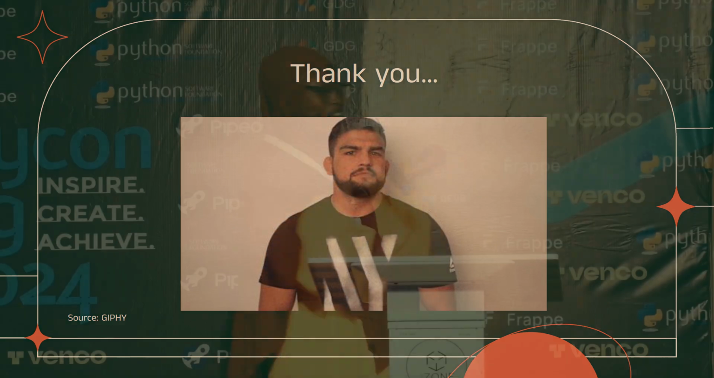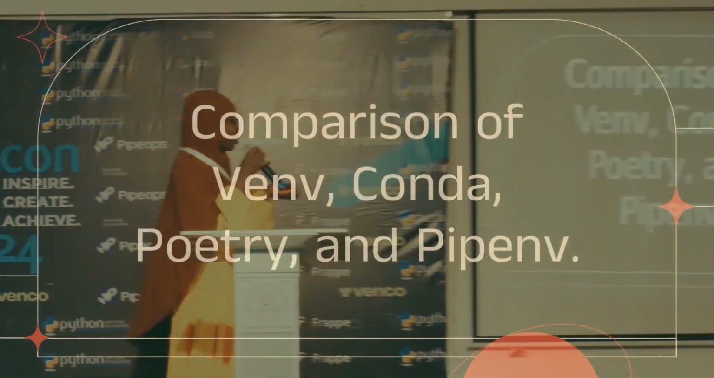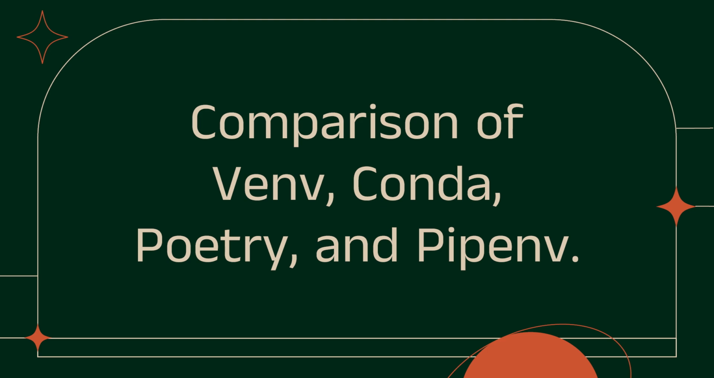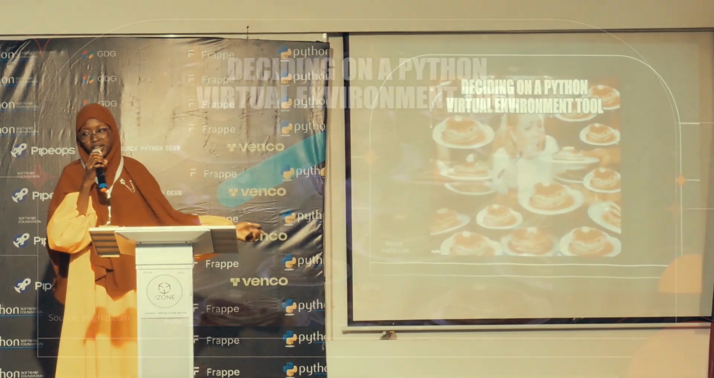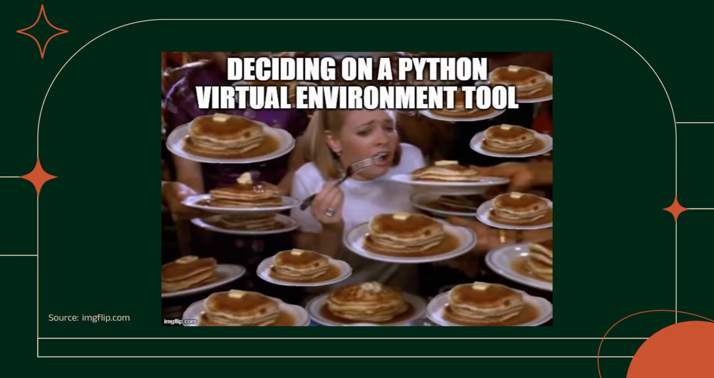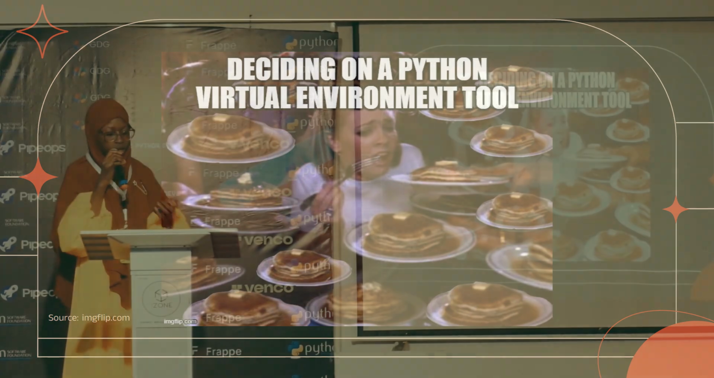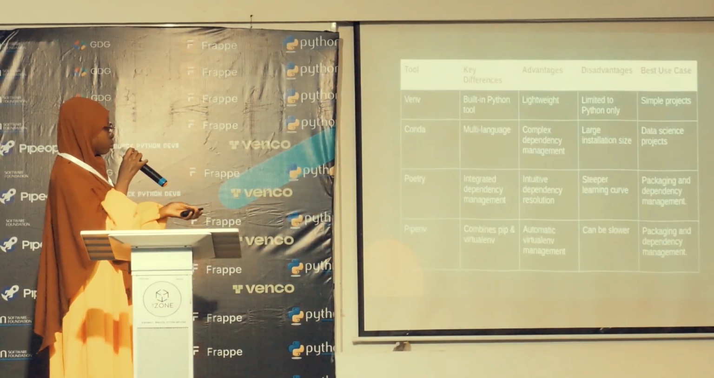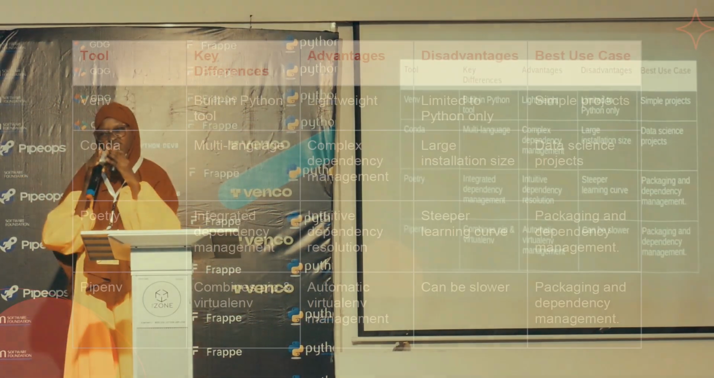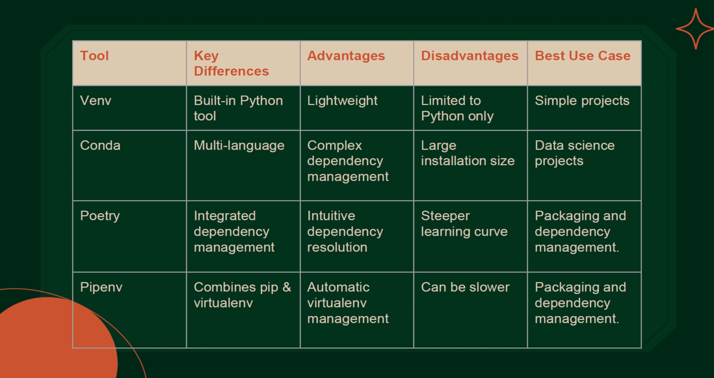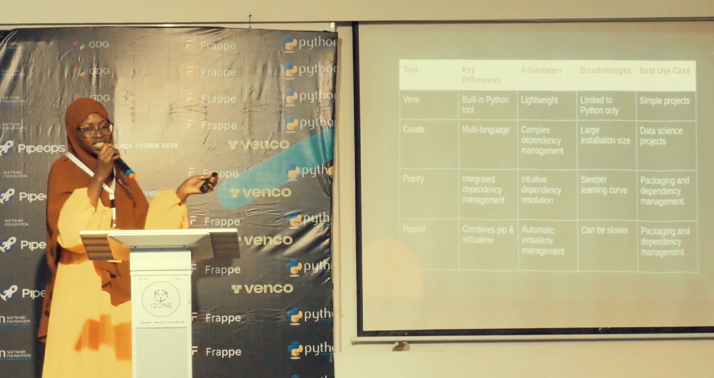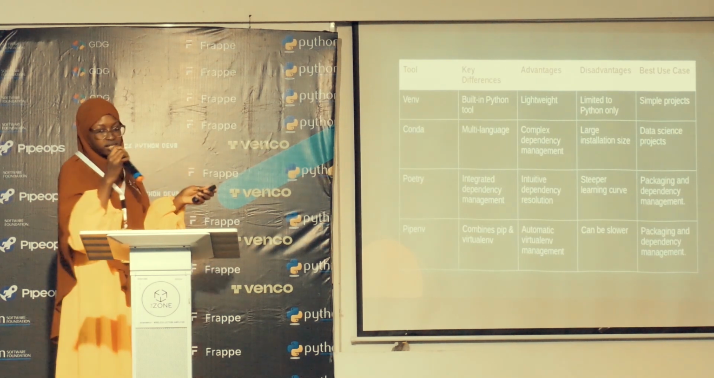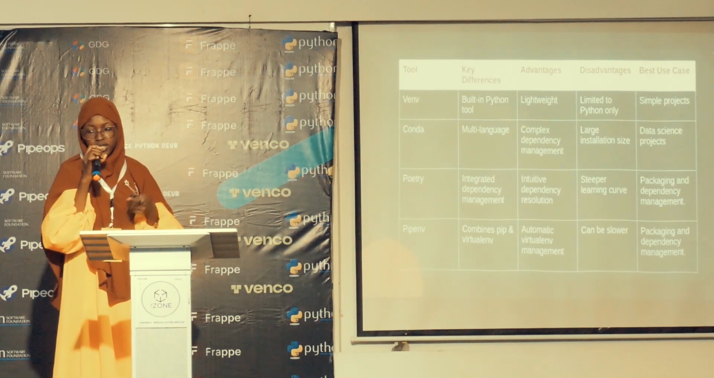So this is a comparison of venv, conda, poetry, and pipenv. Deciding on a Python virtual environment tool is very overwhelming because there are numerous options. There are many more options beyond what I've already mentioned here. So I have a small table that will just help you make that decision-making process easier. This table mentions the tool, key differences, advantages, disadvantages, and the best use cases of each of these virtual environments.